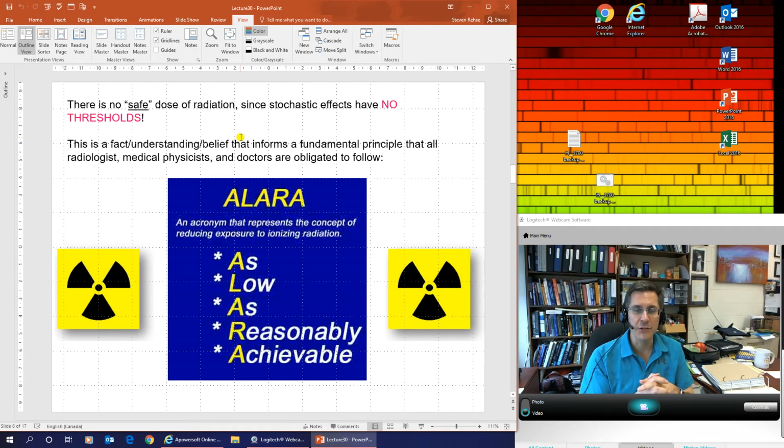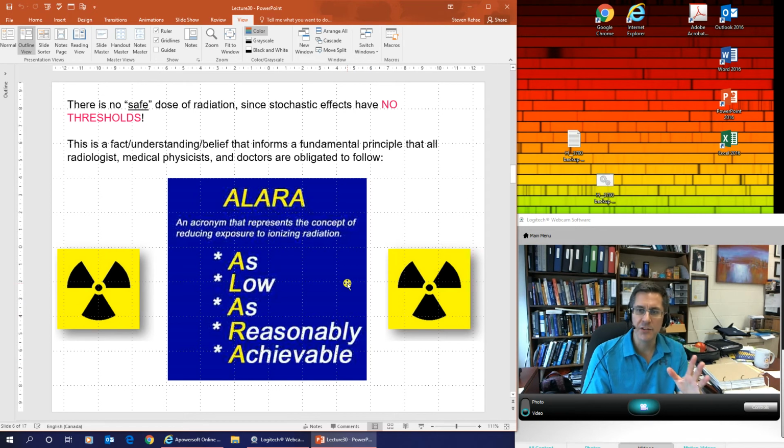All right, and we know that to be true because we've tested these things and we have the data. So that belief tells you what? It tells you how to act. It informs a policy, a fundamental principle. And so there's a very important fundamental principle that all radiologists, medical physicists, and doctors know about, and they are obligated to follow it. And it's called ALARA. And ALARA is a true acronym, unlike KERMA, but ALARA is a true acronym that represents the concept of reducing exposure to ionizing radiation. And ALARA stands for as low as reasonably achievable.